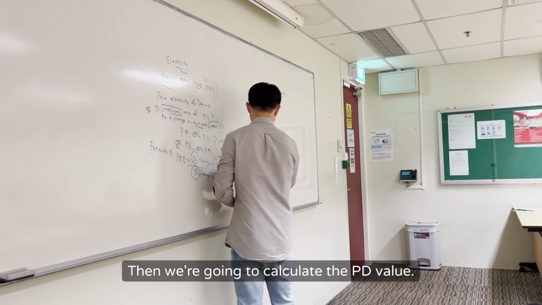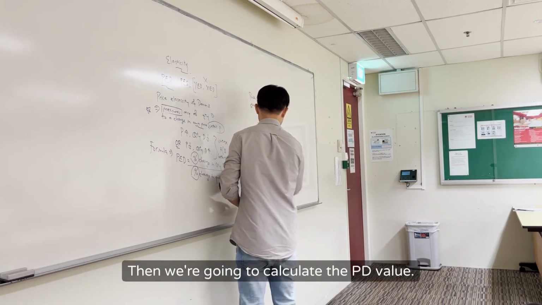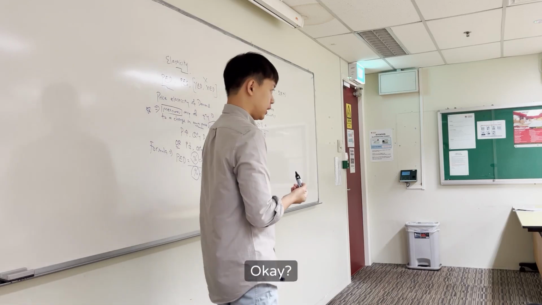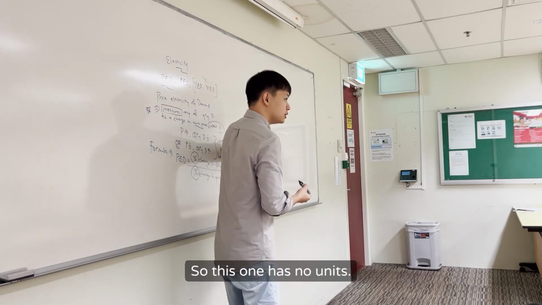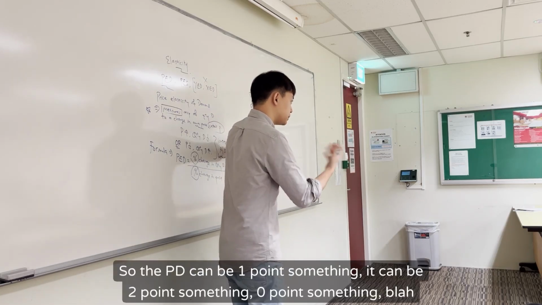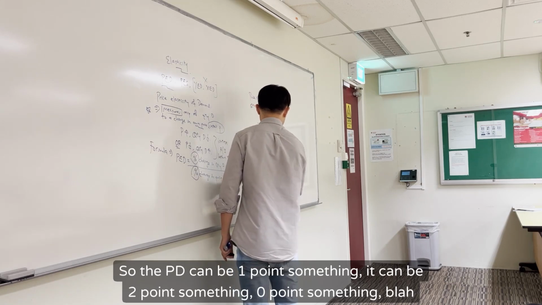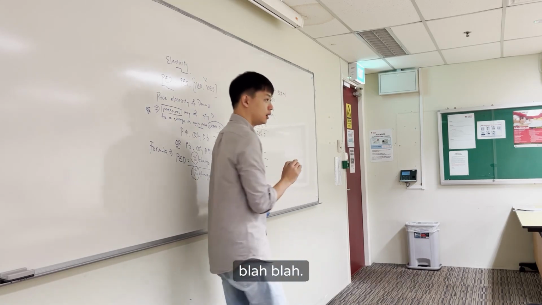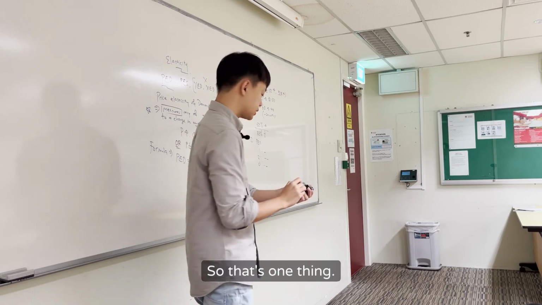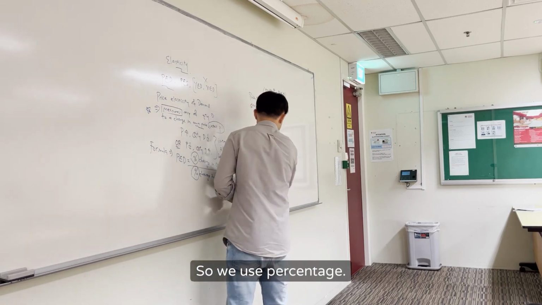Then we're going to calculate the PED value. This one has no units. This one is just a number. So the PED can be 1 point something, 2 point something, 0 point something, and so on. So it's just a number. That's one thing, so we use percentage.